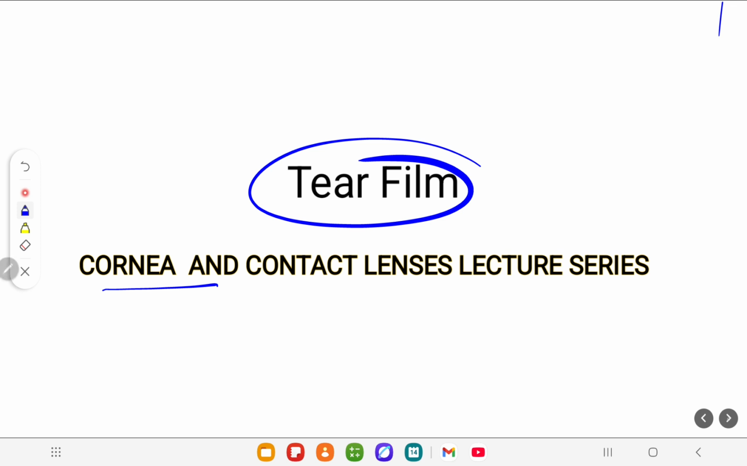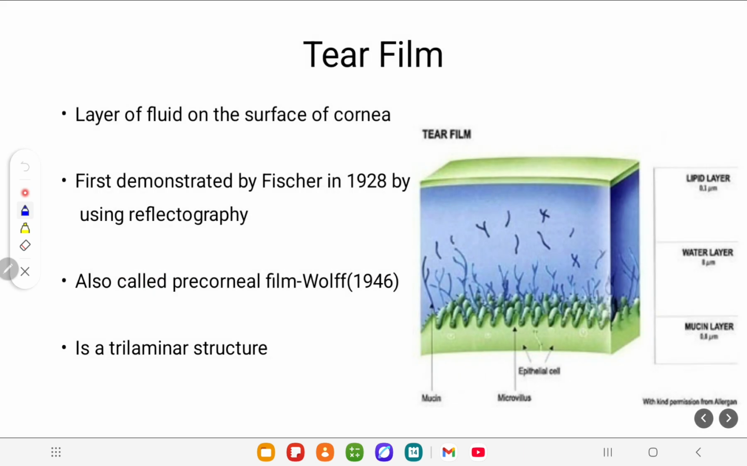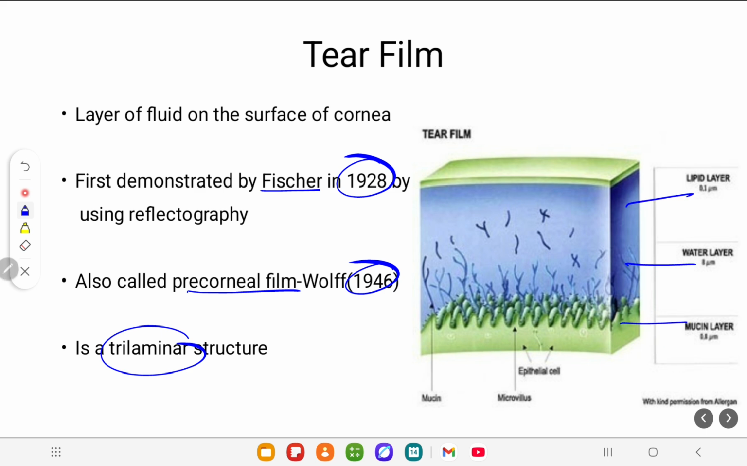So let's move further. Tear film is a layer of fluid on the surface of the cornea and conjunctiva too. It was first demonstrated by Fischer in 1928 using reflectography, and it was also called the precorneal film by Wolff in 1946, and it's a trilaminar structure. Trilaminar means lipid layer, aqueous layer, and then mucin layer. But nowadays it's called mucin and aqueous, a mixed concept, but we will definitely deal with it.